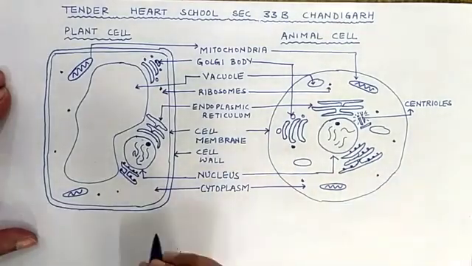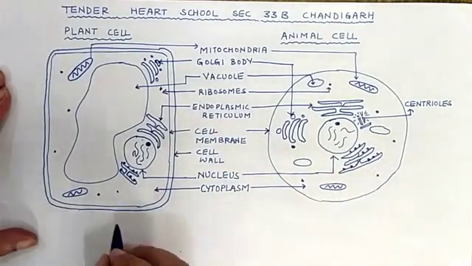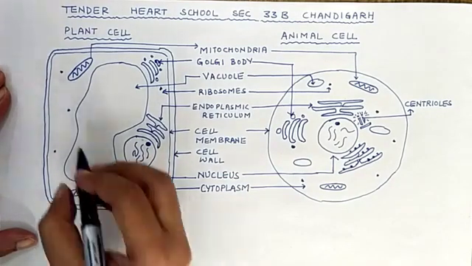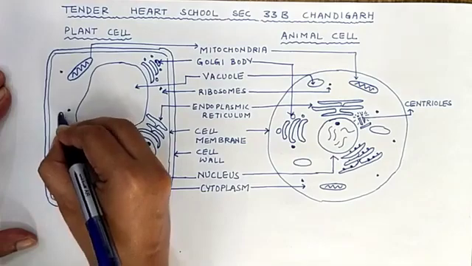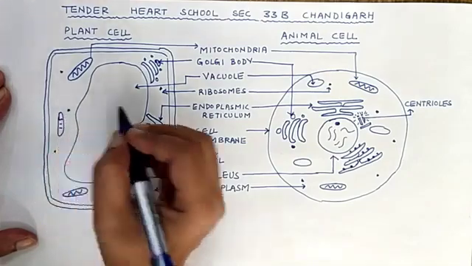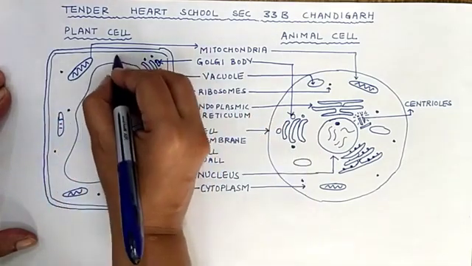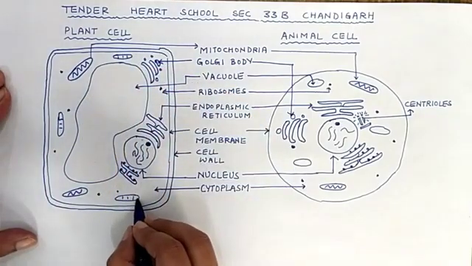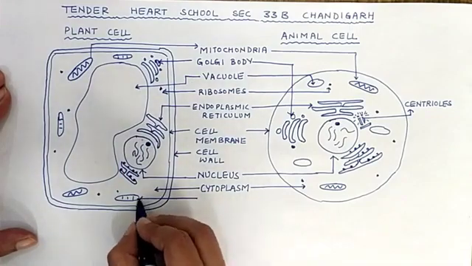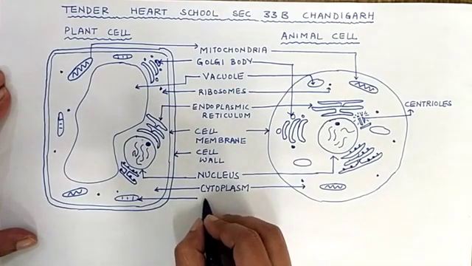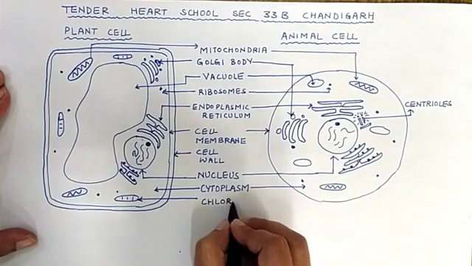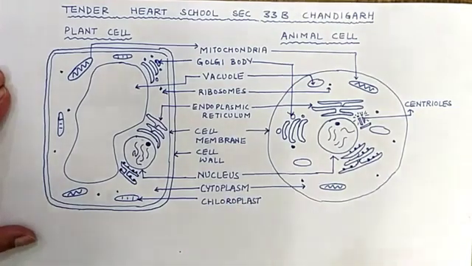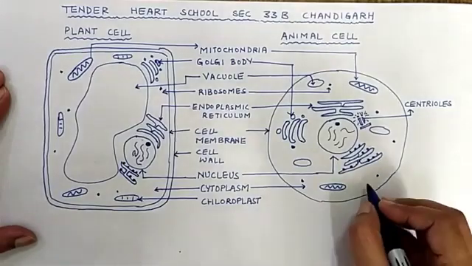Then in the plant cell, we have the chloroplast. Chloroplasts are the organelles which contain the chlorophyll. So chlorophyll containing chloroplasts are present only in the plant cell. They are not present in the animal cell, right? So you can label this. This is the chloroplast. Chloroplast, right? And then we have the lysosomes.